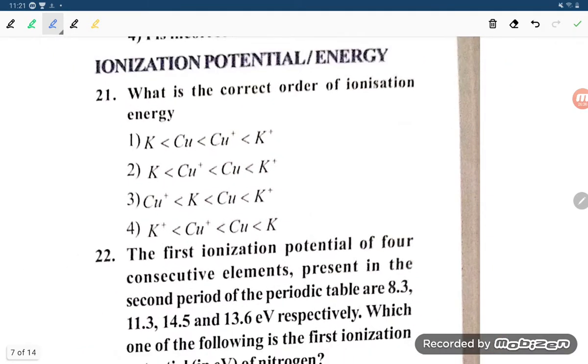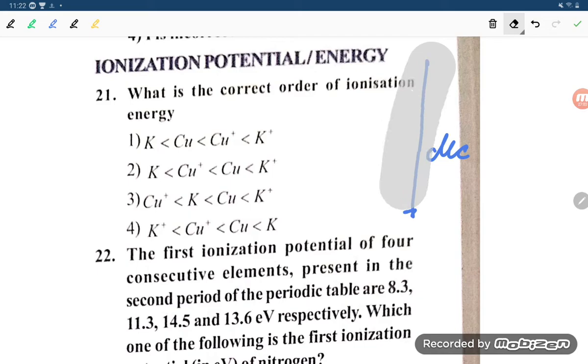Next question, student, is based on ionization potential, that is ionization energy. What is the correct order of ionization energy? Top to bottom, ionization energy decreases. So this one, written as increasing order, is wrong. The second one is also wrong. So this is wrong, this is wrong. Students, we have to understand this concept.